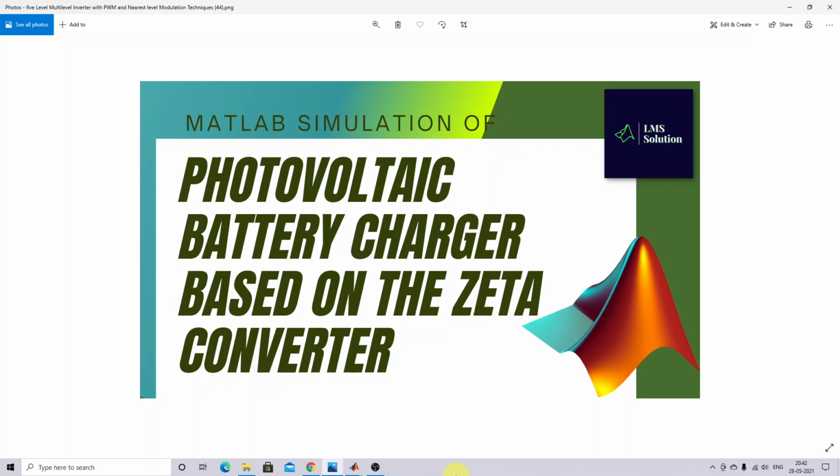Today we are going to see about MATLAB simulation of PV battery charger based on Zeta converter.